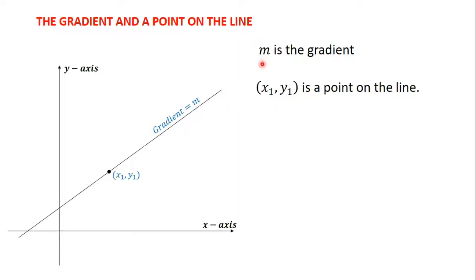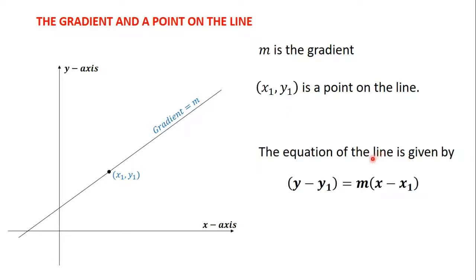So this straight line has a gradient of m and it passes through the point x1, y1. If the gradient of a straight line is m and it passes through the point x1, y1, then the equation of the straight line is given by the formula y minus y1 is equal to m into brackets x minus x1, where m is the gradient of the straight line and x1, y1 are the coordinates of the point that falls on the straight line. Let's apply this to solve a question.